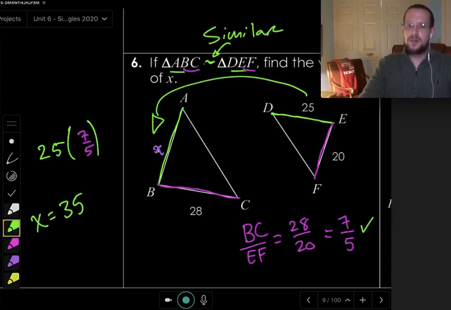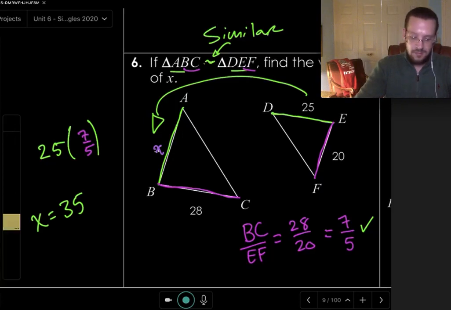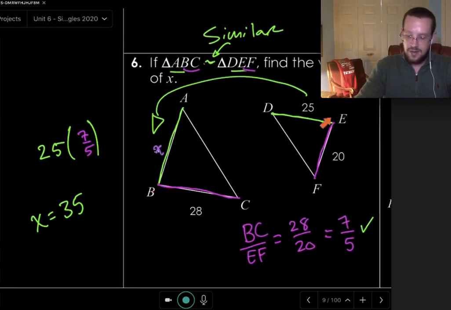So what did I do here? Well, I looked at the corresponding sides. Remember those? LOL, you thought those were gone. They're not. They never go away. Why would they? It's geometry. So I looked at the corresponding sides, and I just lined them up pretty easily. And then I took the two that had numbers, BC and EF, and I just made a fraction.